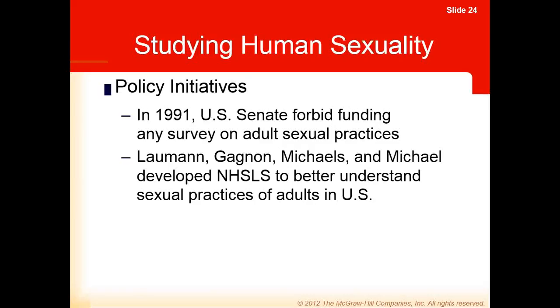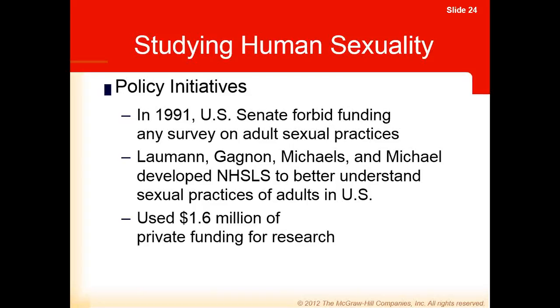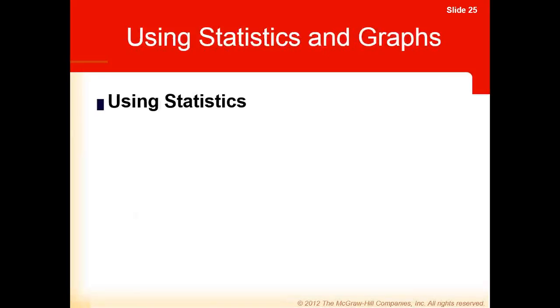Laumann, Gagnon, Michaels, and Michael are looking at sexual practices of adults in the U.S. All of their funding is private, because our Congress is a very conservative Congress at this point in time, and they are not going to fund that type of research. In fact, any kind of funding on other controversial topics could be problematic as well. Funding on research for evolution, funding on research for climate change, because we have a very conservative Congress right now.